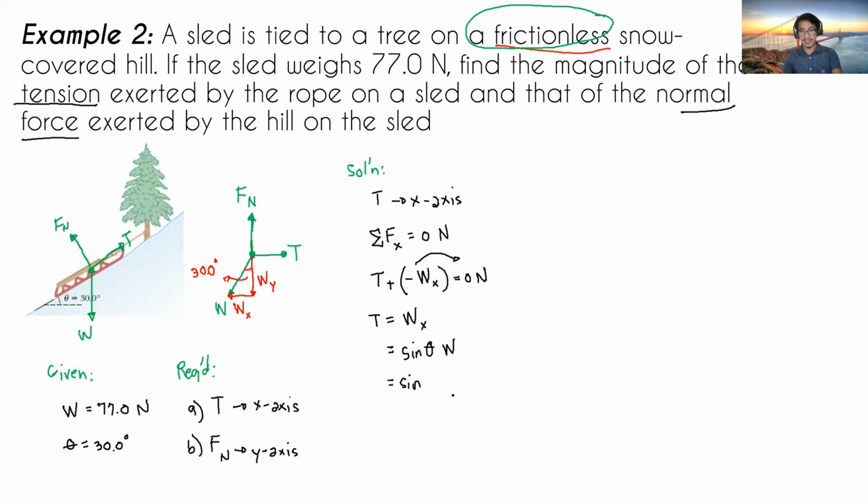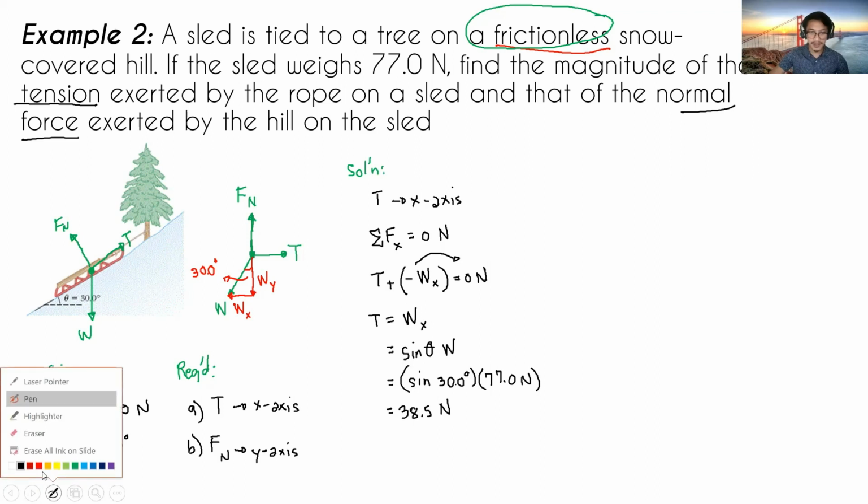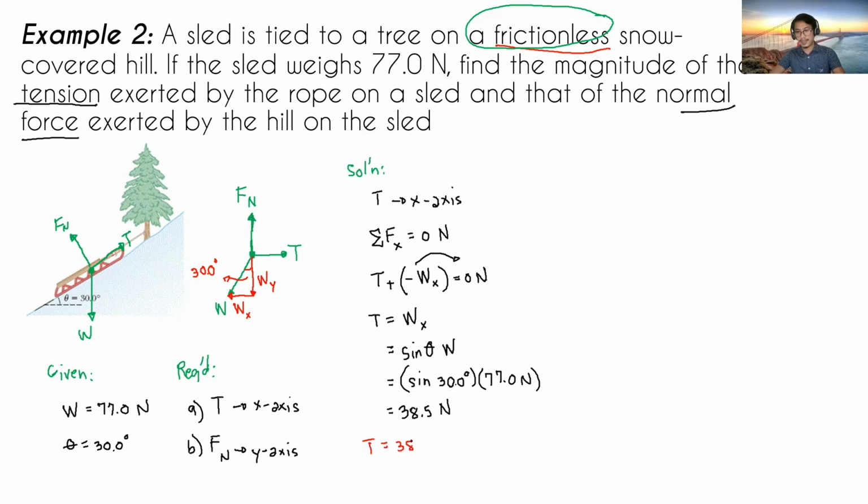So sine, what is our theta? Our theta is 30.0 degrees times our weight, 77.0 Newton. Sine 30 times 77.0 is equal to 38.5 Newton. How many significant figures? We need 3 significant figures, so that is already our final answer. So tension is equal to 38.5 Newton. This is our final answer.